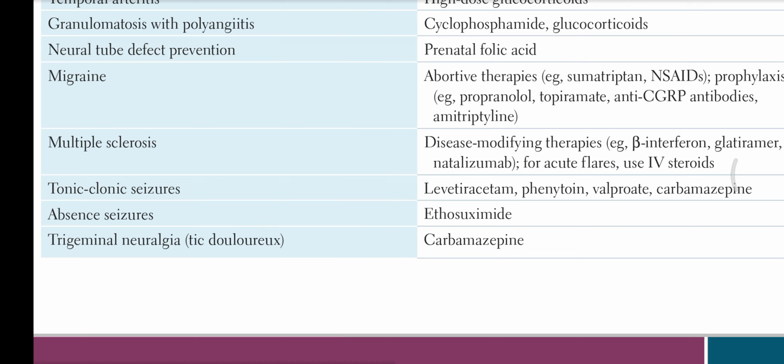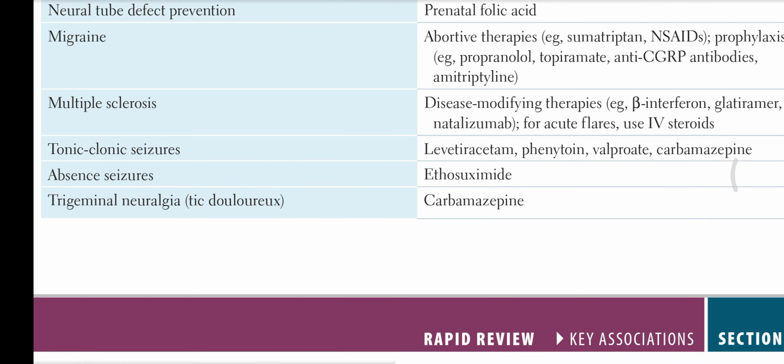Tonic-clonic seizures: levetiracetam, phenytoin, valproate, carbamazepine. Absence seizure: ethosuximide.